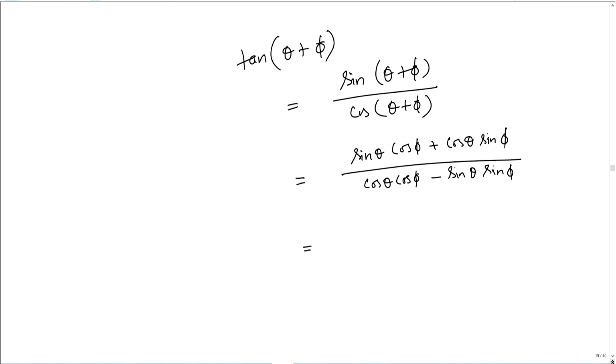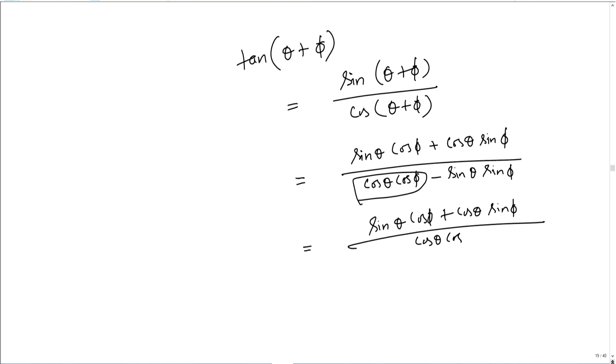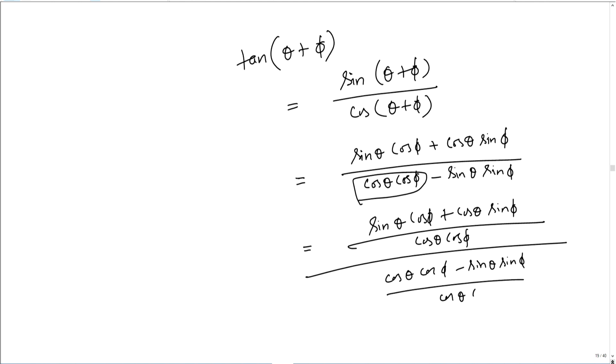Okay. Now, remember we need to get it in terms of 1 minus tan theta tan phi, something like that in the denominator. So, what if you divide by this term, both numerator as well as denominator. If you divide the numerator by this term, sin theta cos phi plus cos theta sin phi divided by cos theta cos phi, and this whole thing is divided by cos theta cos phi minus sin theta sin phi divided by cos theta cos phi.